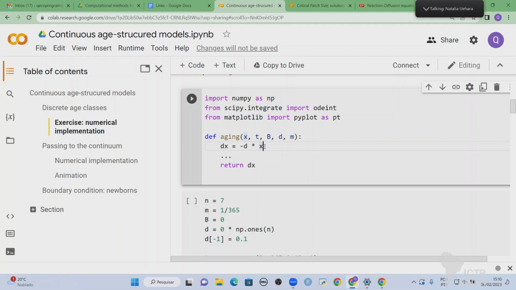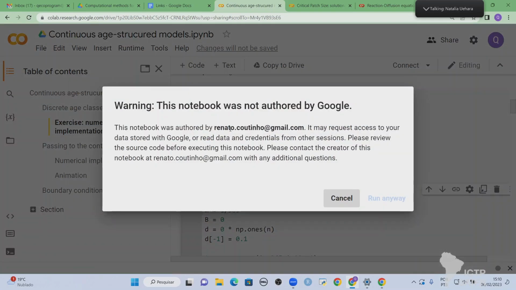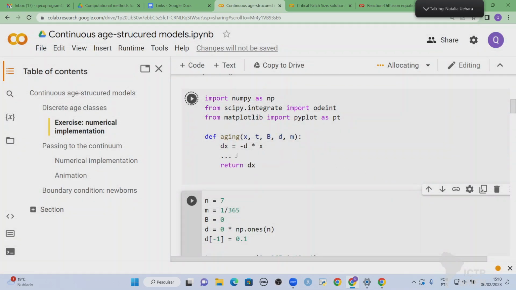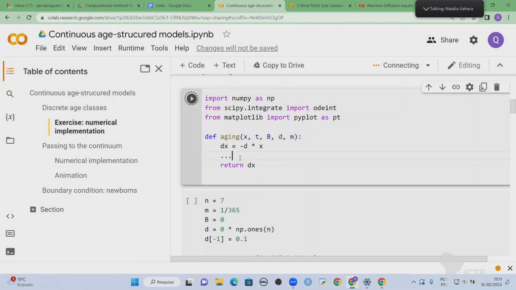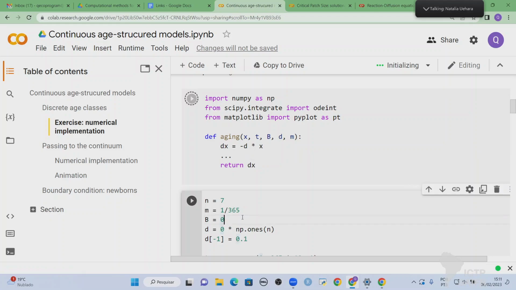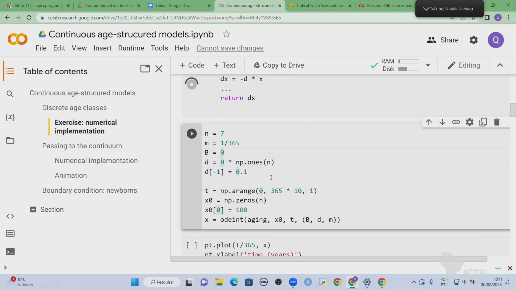So let me start with, I will run this. I don't know if this is going to give me an error because of this. Perhaps not. But let's do it step by step, right? So what do we have here?